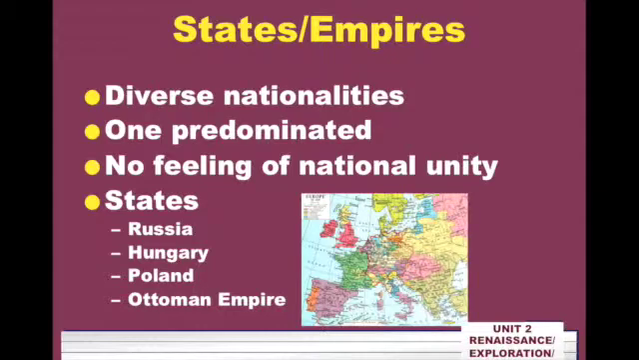Now, other countries that have a lot more diverse nationalities, usually they had one nationality that predominates, and this creates kind of a conflict between the minority groups and the majority groups, and there really are no feelings of nationality. And once again, if you look at that map, the Holy Roman Empire in there has got lots of different colors. That means there's lots of different types of people living there. Usually that means that they're not going to get along. So the states of Russia, Hungary, Poland, and the Ottoman Empire are going to have a longer path in order to establish their unified nation state.